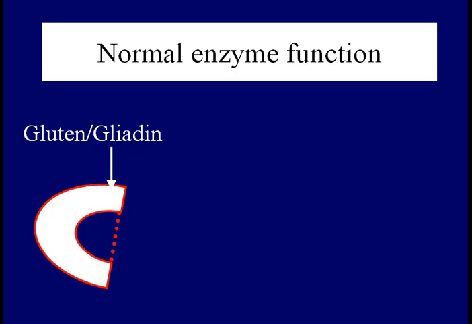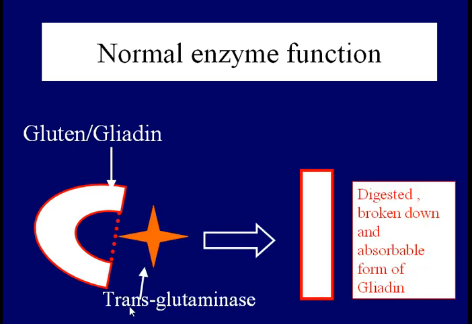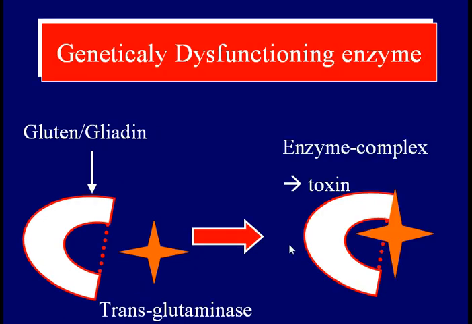So what is the real problem with gluten gliadin? When you look at the molecule, it's a large protein, and normally an enzyme is supposed to break this down. This is the transglutaminase enzyme, which breaks this bridge down to straighten out the molecule. So basically that's what is being digested, and from there on the body can break it down into smaller pieces. Since this enzyme is not working, it forms a complex with the gliadin, which is no longer recognizable to the body, and it basically becomes a toxin.